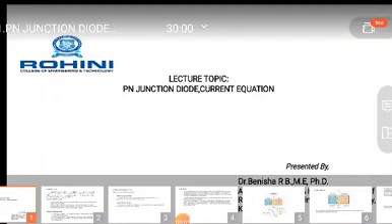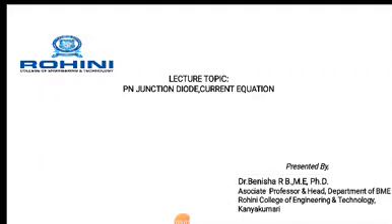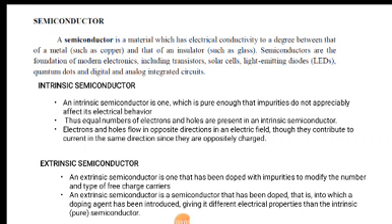In this video, we are going to discuss the PN junction diode and current equation. First, before that, let us see what a semiconductor is. A semiconductor is a material which has electrical conductivity to a degree between that of a metal and that of an insulator. It acts as a partially insulating and partially conducting material.